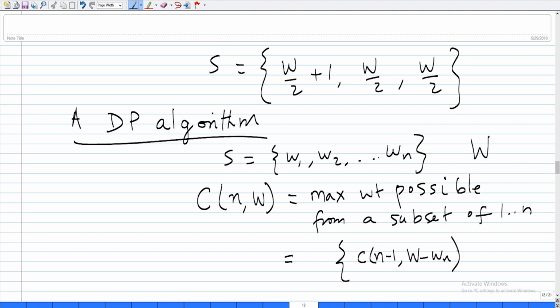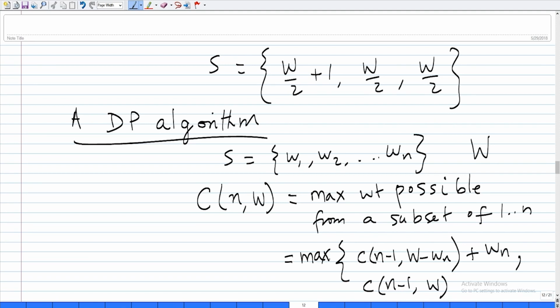Is that all or anything more? Plus W1, because I have added W1. And if I decide not to pick W1, then it is C of n minus 1, W, and whatever the best I can get. This is it, right?